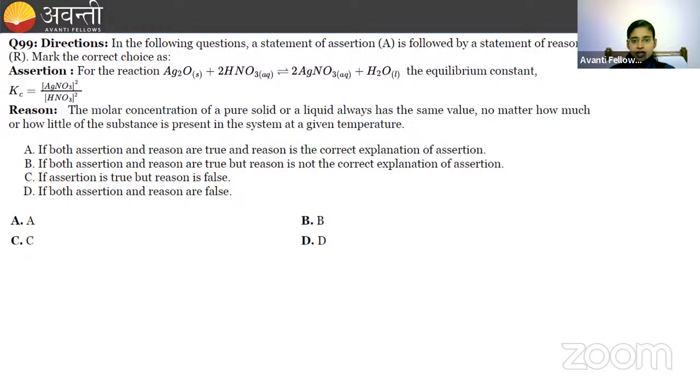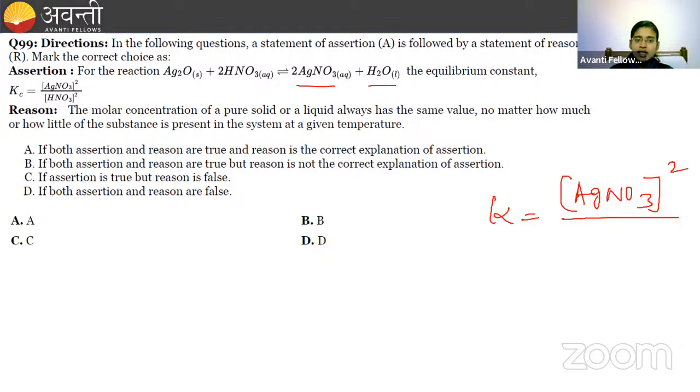So in the reaction, if you see, the equilibrium constant is nothing but the product's concentration divided by reactant's concentration raised to their stoichiometric coefficient, right? So the products are AgNO3 and water. But water is present in its liquid state. So we will not consider the concentration of water. Okay, because it is equal to 1. So we will have only K value will be equal to the concentration of AgNO3 power 2, since it is a stoichiometric coefficient, divided by.